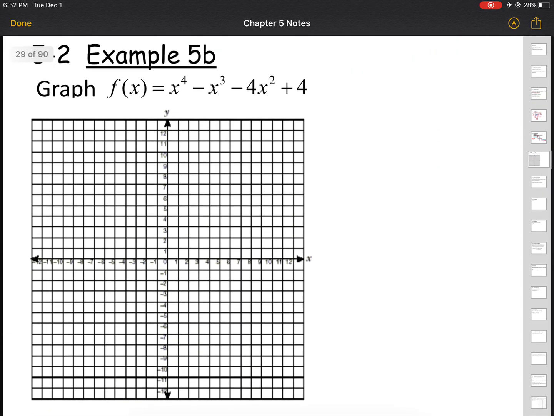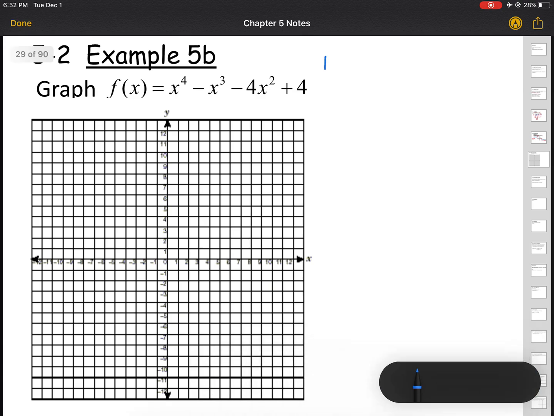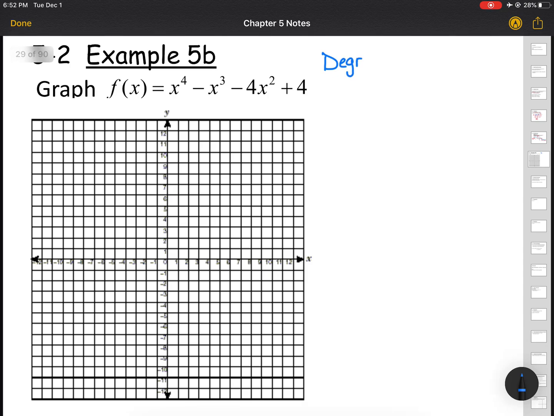And our last example here, we're going to do one more. So we have to think about, what's our degree? Well, that's the biggest exponent in standard form. My polynomial is already in standard form, so my degree here is 4. My leading coefficient in standard form here is 1. So my degree is even and my leading coefficient is positive. That tells me it's going to be the U-shaped graph, or parabola-looking graph.